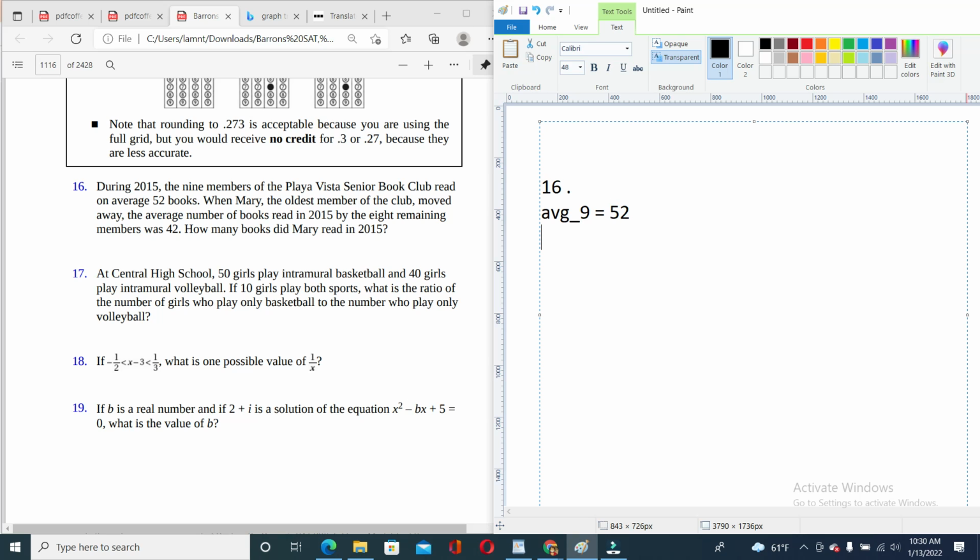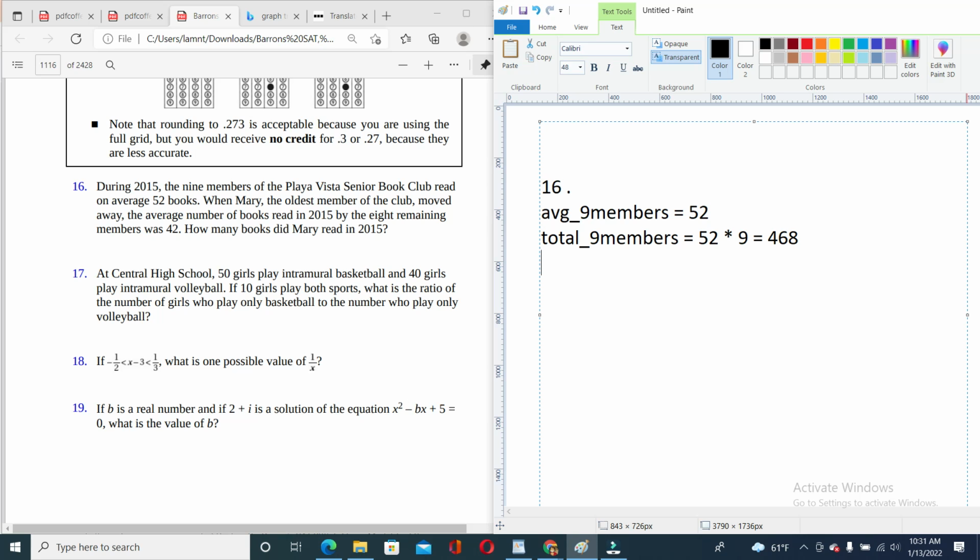So the total of the 9 members is going to be just 52 times 9, right? 52 times 9 is 468, right?